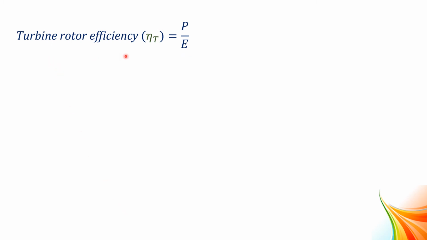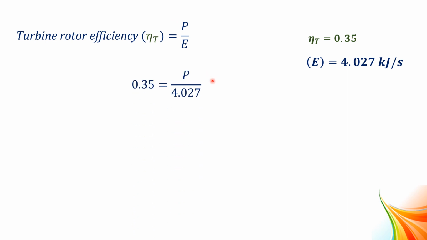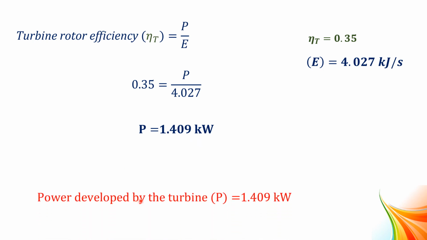Now turbine rotor efficiency eta T equal to P by E. So eta T is 0.35, E equal to 4.027 kilojoules per second. Now substituting these two values in this equation, we get P is equal to 1.409 kilowatt. So power developed by the turbine P is equal to 1.409 kilowatts. Thank you.